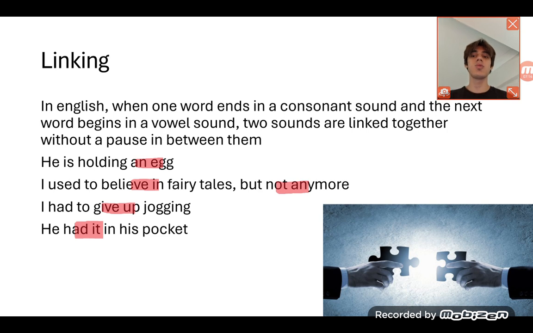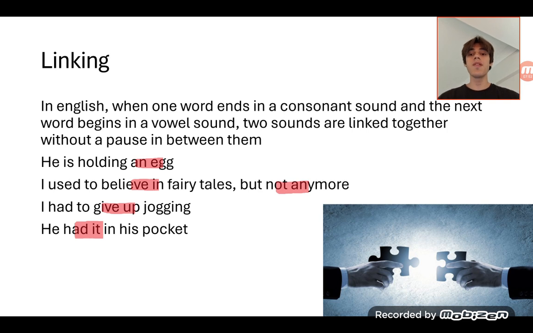Linking. In English, when one word ends in a consonant sound and the next word begins in a vowel sound, the two sounds are linked together without a pause in between them. For example, as you can see, I highlighted those parts so you can see it more clearly. He's holding an egg. We pronounce those two words, an egg, like they're just one word. It's not "an egg," it's "an egg."